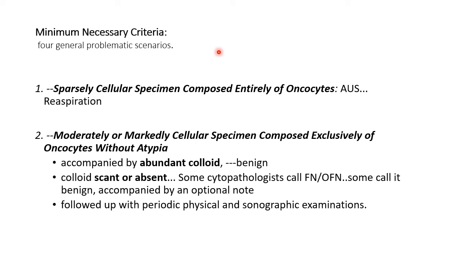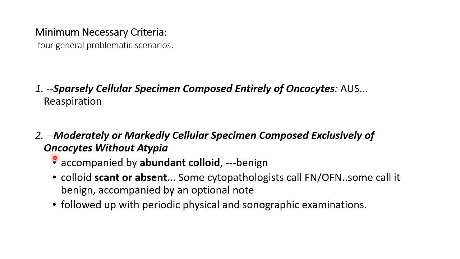So we discussed the general features of oncocytic follicular neoplasms, but there are certain scenarios where all the features of these oncocytic follicular neoplasms are not present. So these are the scenarios where we can have a diagnostic problem. First is if you have a sparsely cellular specimen composed entirely of oncocytes. So the cellularity is very low, but all the cells are oncocytes. There is a possibility that it may come out to be oncocytic follicular neoplasm. So they are categorized in the AUS category, and reaspiration should be done for better cellularity.